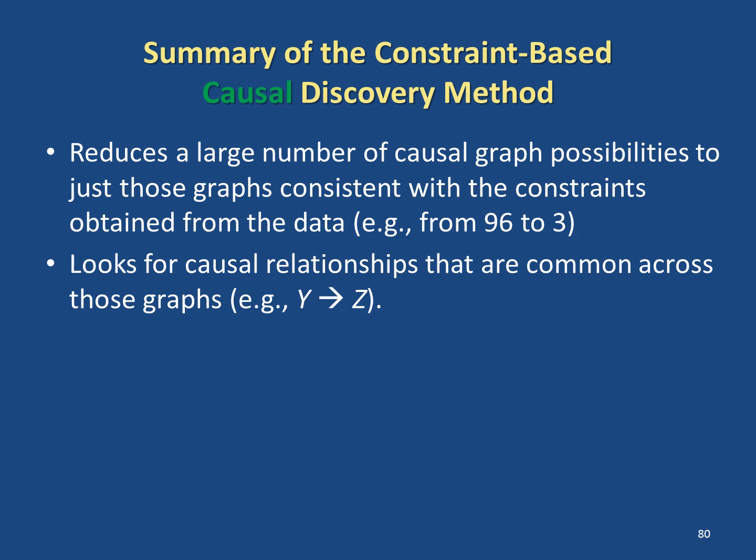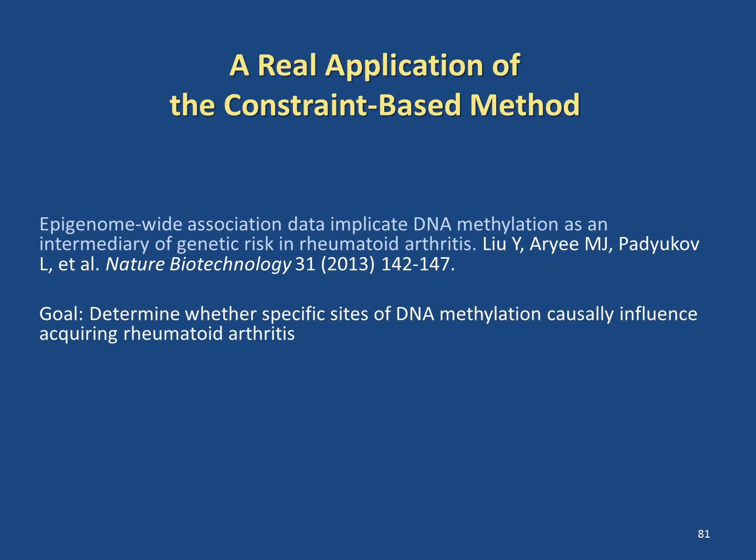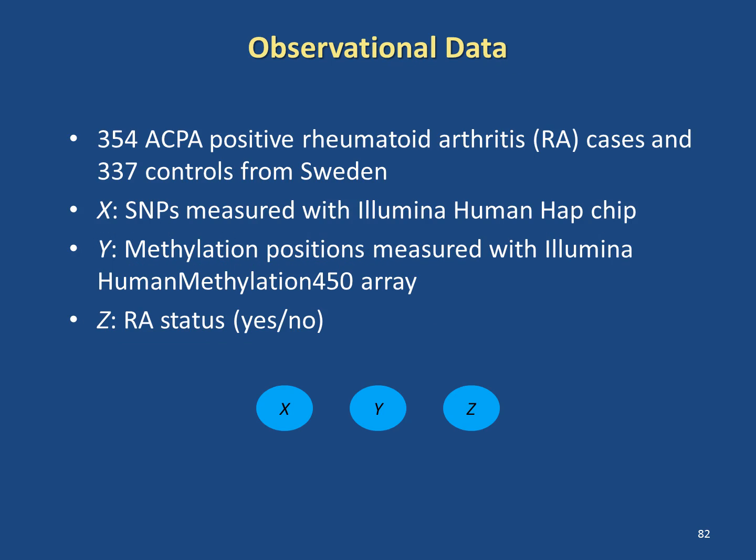The patterns that it's looking for can be more complicated than just the one in this 3-variable example. But I wanted to show you that this paper in Nature Biotechnology in 2013 was looking at epigenome-wide association data that implicate DNA methylation as an intermediary of genetic risk of rheumatoid arthritis. So it really is very similar to what we just saw, but with some real data. Their goal is to determine whether specific sites of DNA methylation causally influence rheumatoid arthritis.